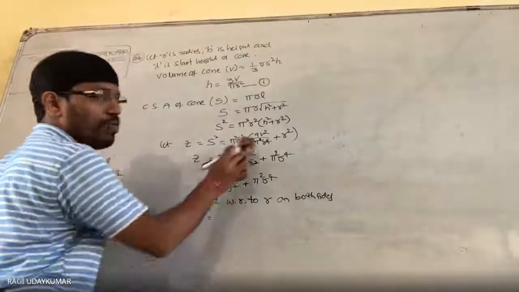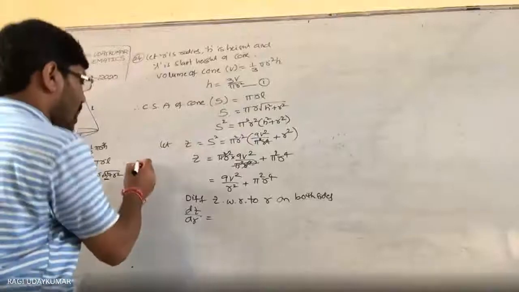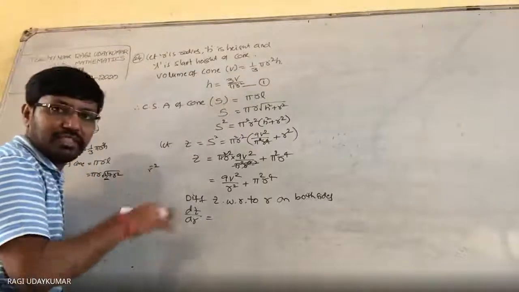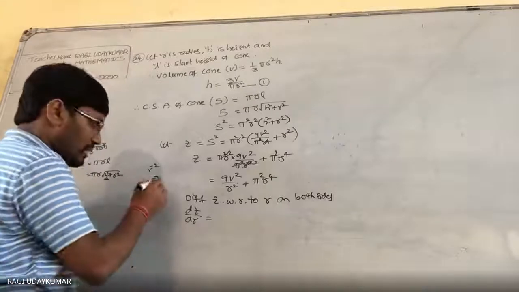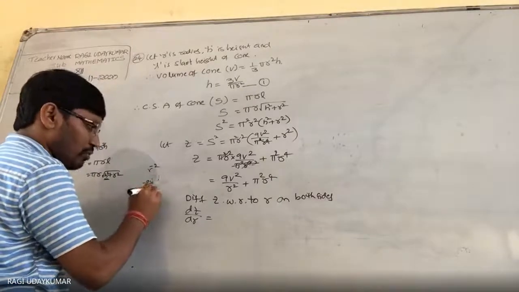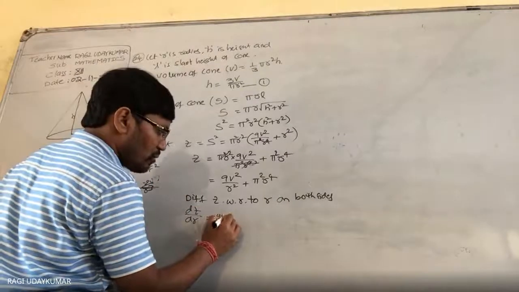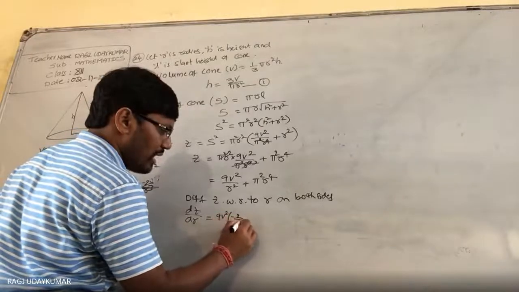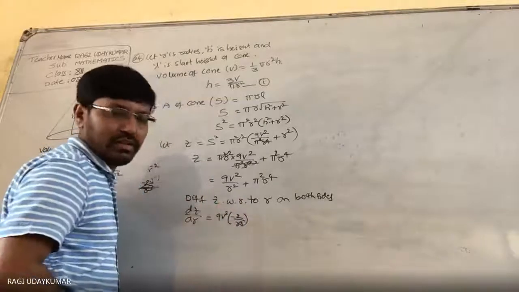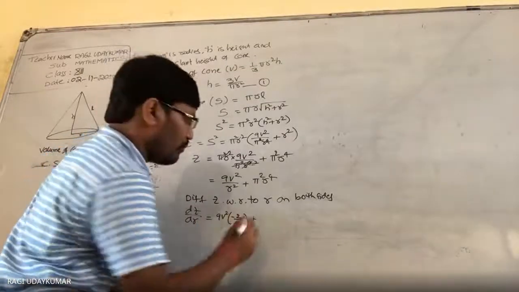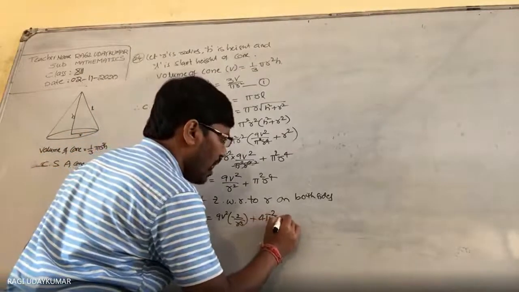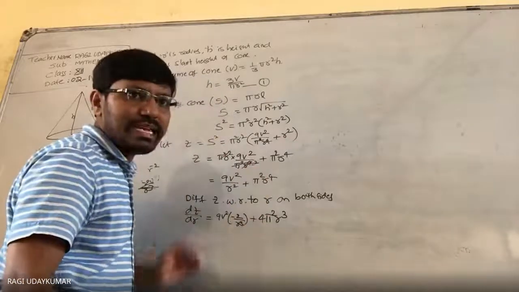You can take it up as r power minus 2; differentiation of r power minus 2 is minus 2 r power minus 3. So this can be written as minus 2 by r cube. So 9b square is there, times minus 2 by r cube is the differentiation of this one, plus 4 pi square r cube. This is dz by dr.